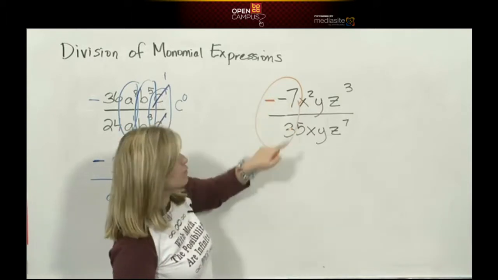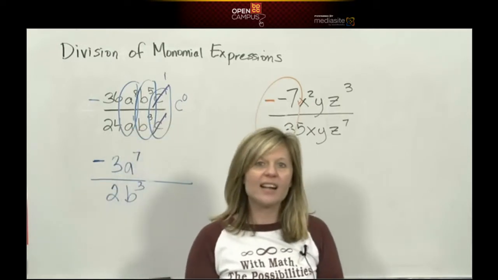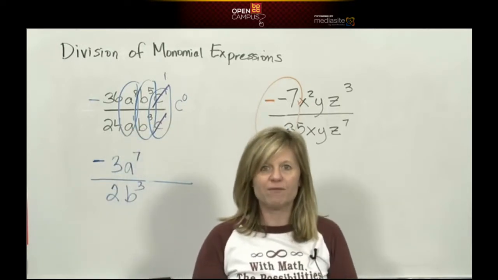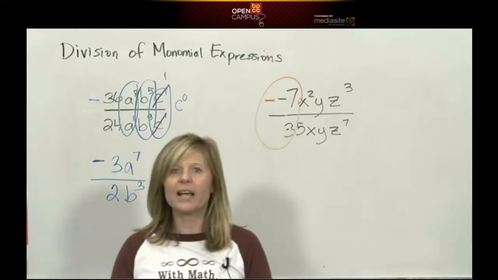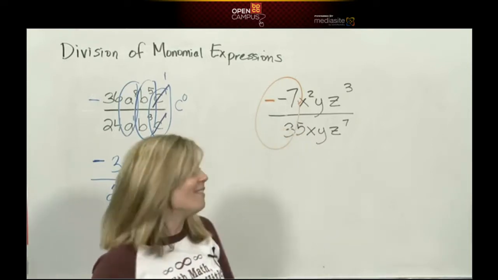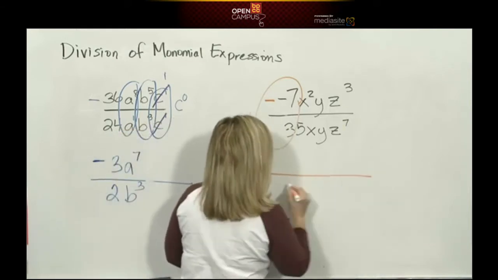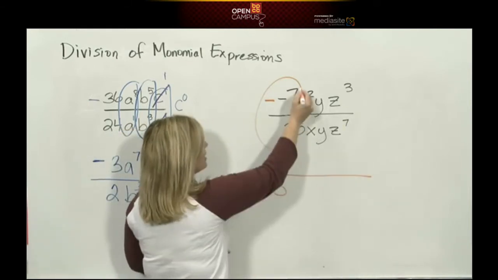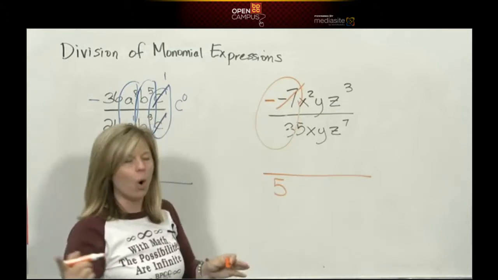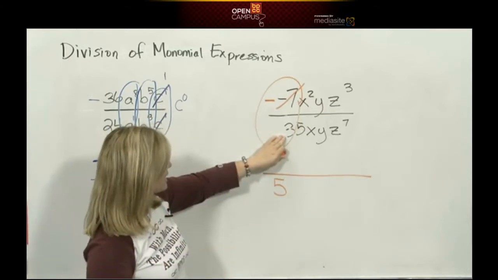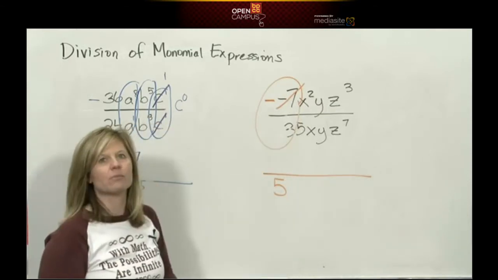We have 7 over 35. Well, we can divide 7 into 35. That goes 5 times. Where would you place the 5? Well, the 5 has to go in the denominator because that's where the bigger number is. Think about it. 7 divided by 7 is 1. 7 divides into 35 5 times.